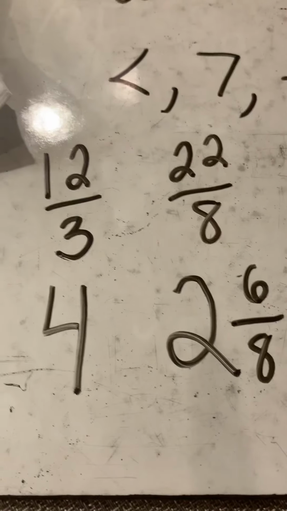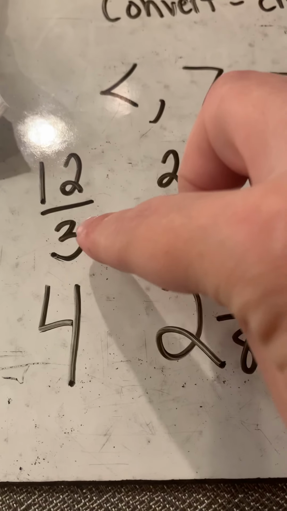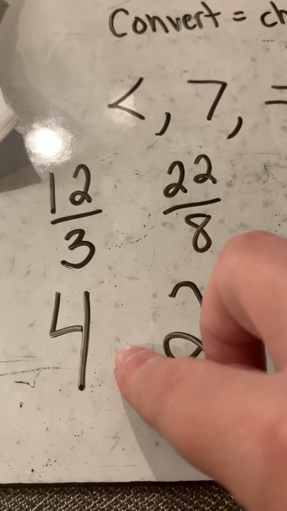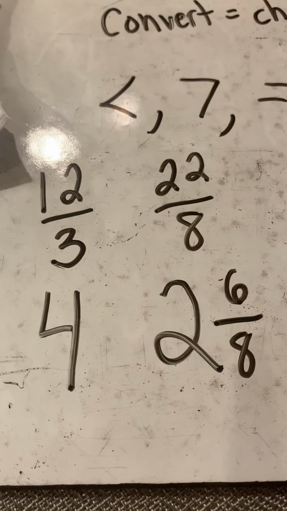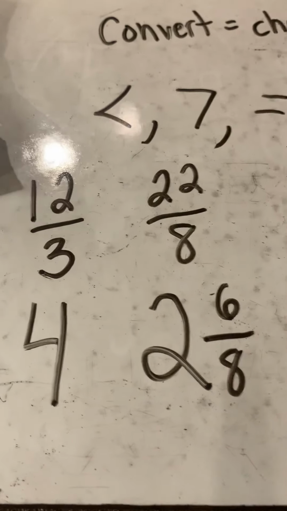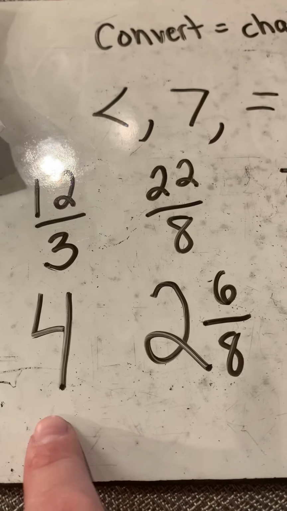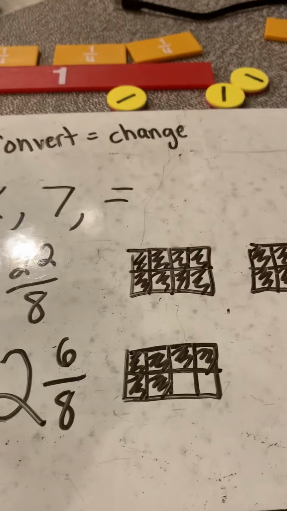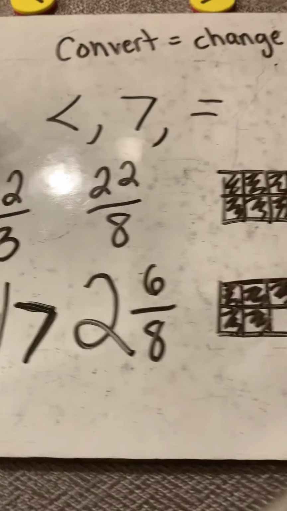So I just converted or changed 12 thirds to 4 and 22/8 to 2 6/8, right? And I can clearly see that 4 is bigger than 2. So we were right all along.